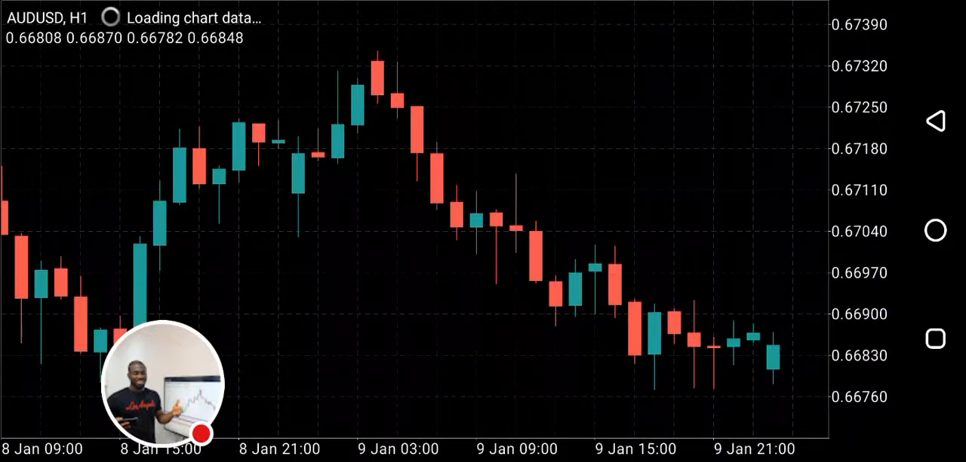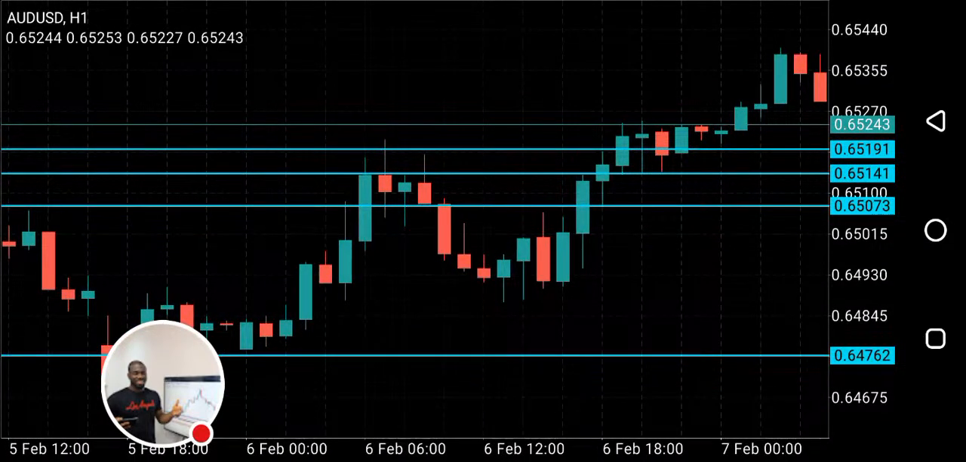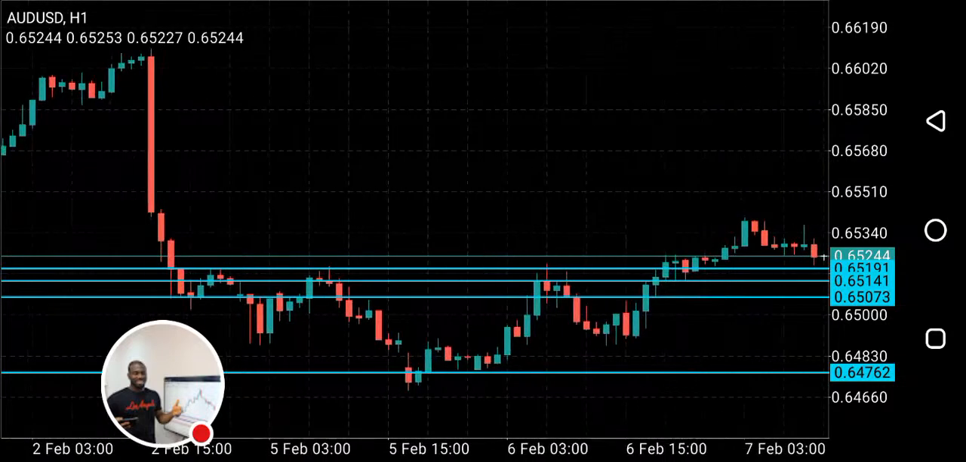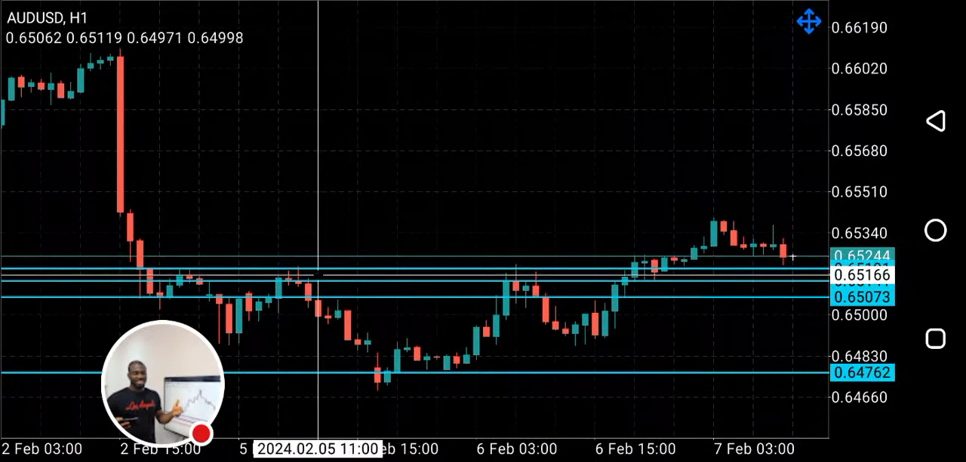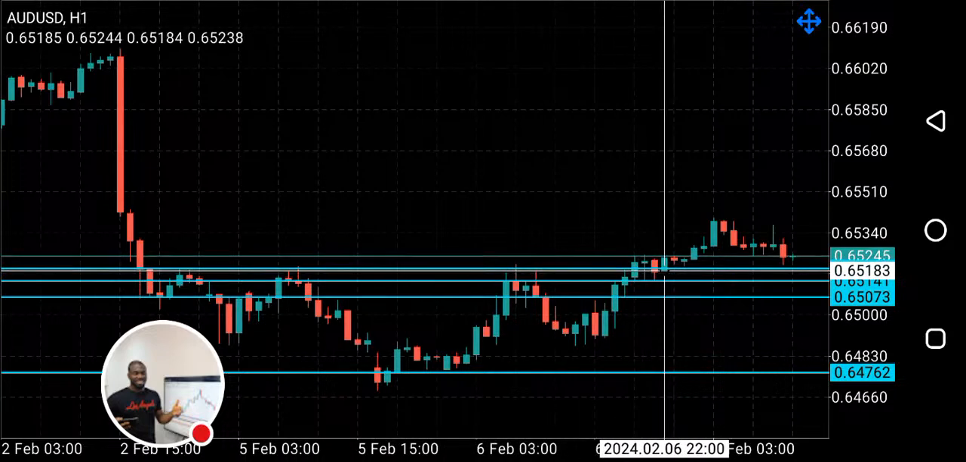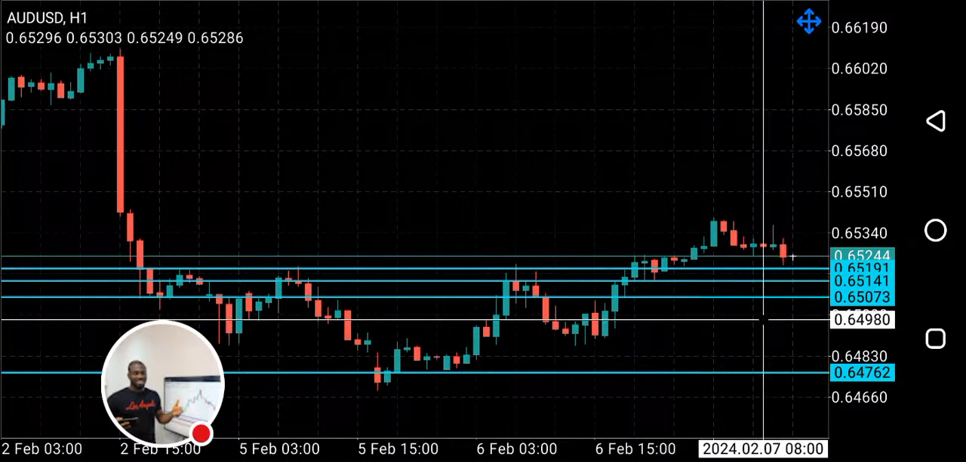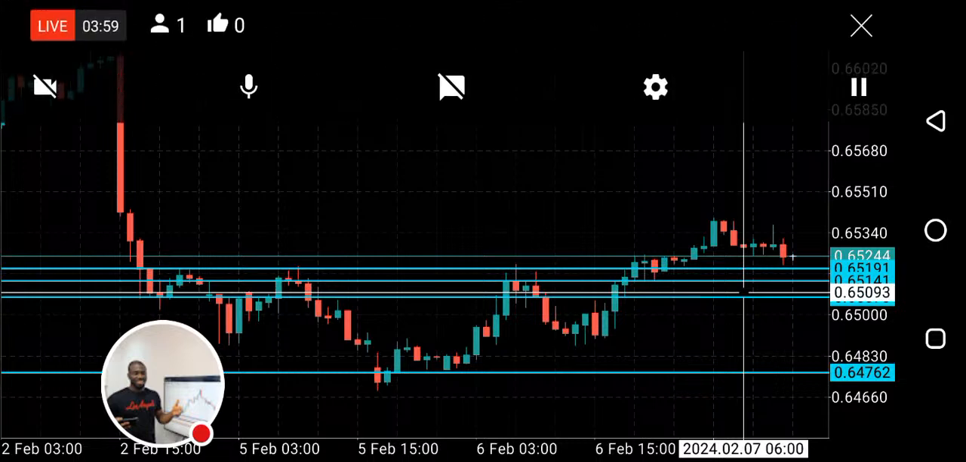Let's go to 1 hour. On 1 hour, you can see there is a break of structure. Can you see that? You can see this candlestick broke out. After the break of structure, price is expected to pull back to the fair value gap. So that's what I'm waiting for on Australian dollar USD: for price to go back and fill that fair value gap.